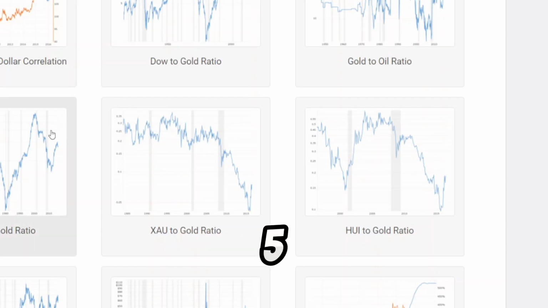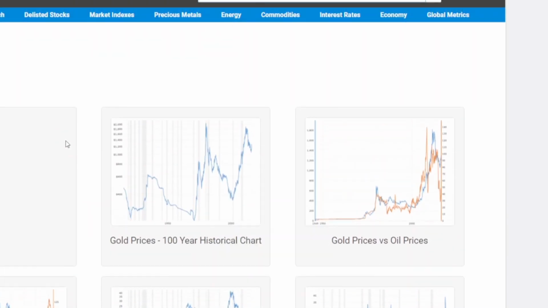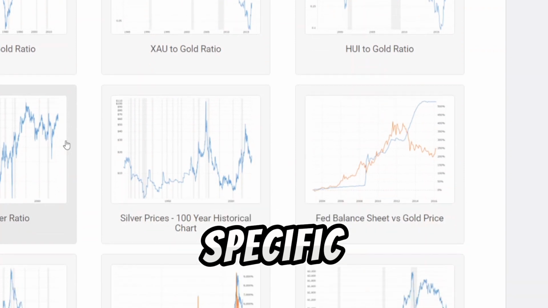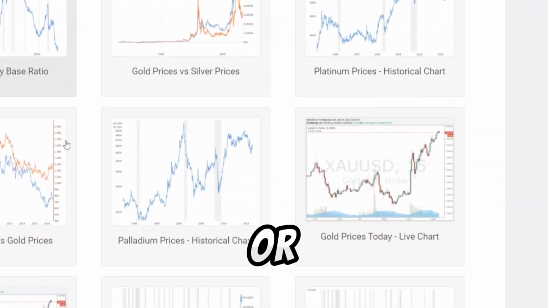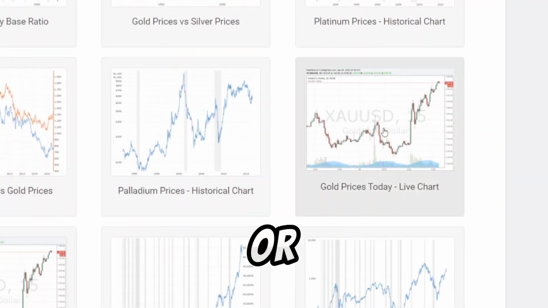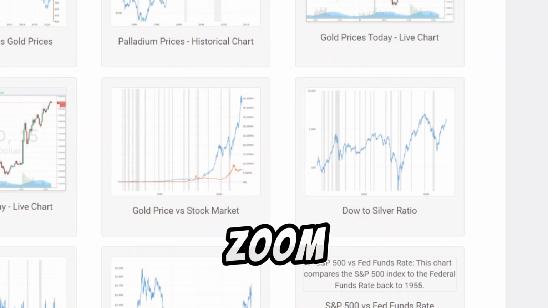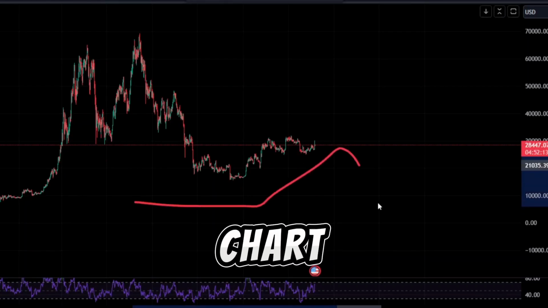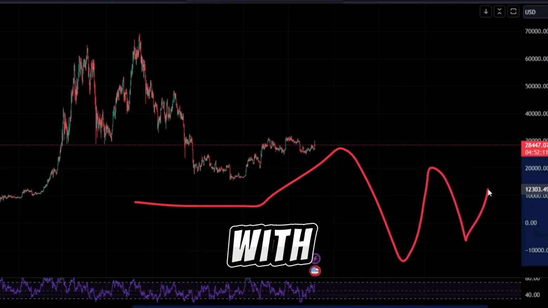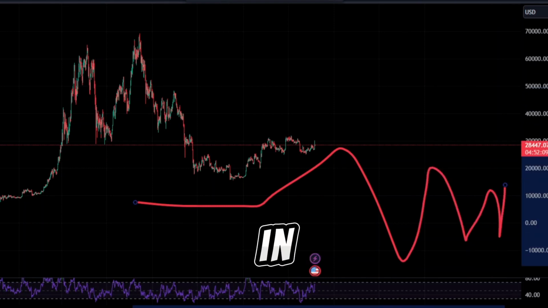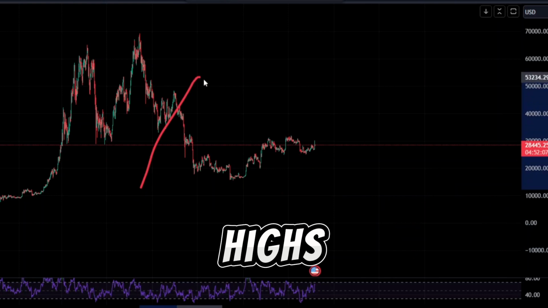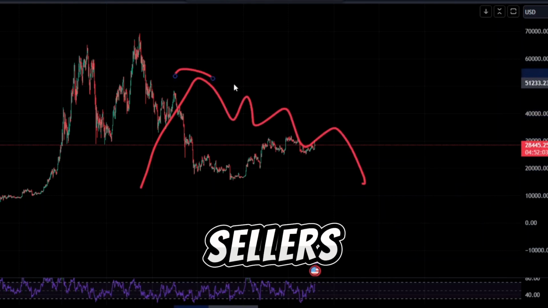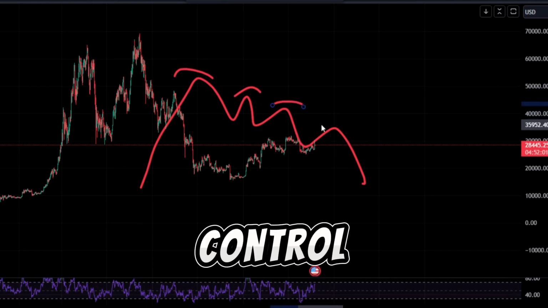On number 5, we have the macro trend. As a trader you need to figure out on a bigger time frame if that specific asset, commodity, or money is in a downwards trend or upwards trend. Zoom out and analyze. Ask yourself, do you see the peaks in the chart getting lower and lower compared with the previous peak? In other words, do you see lower highs? If yes, know that bears, or in other words sellers, were and still are in control.